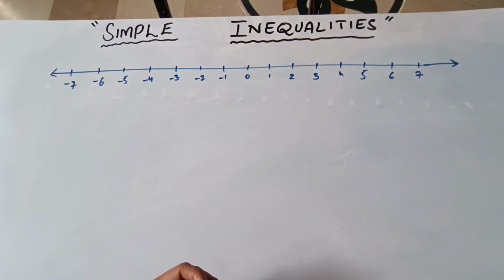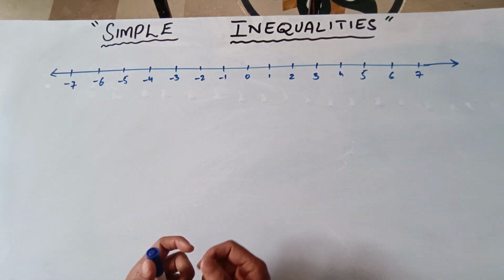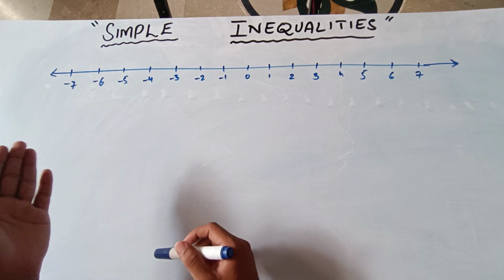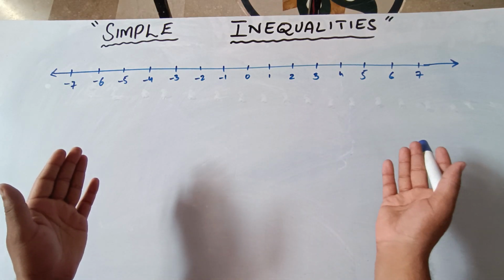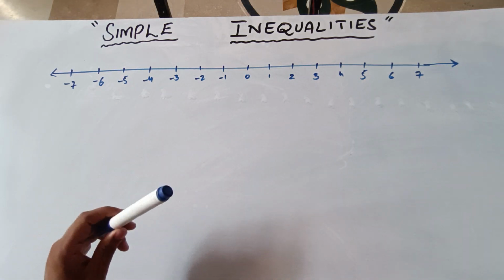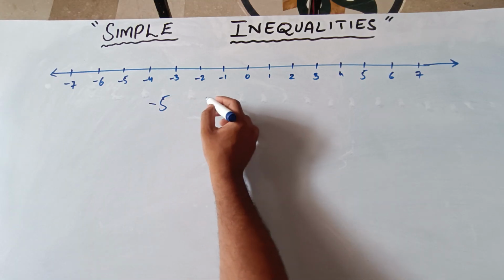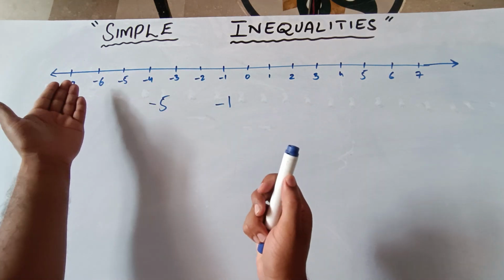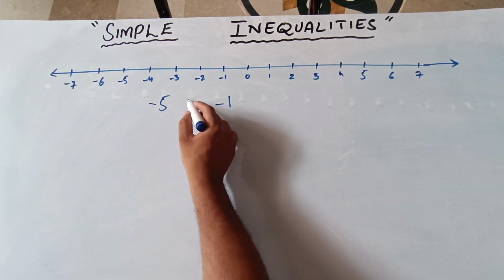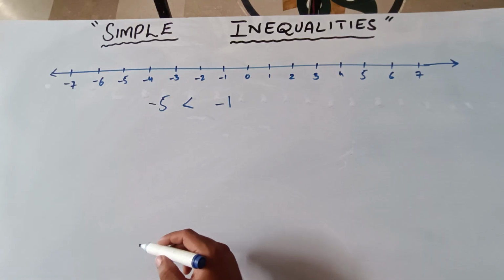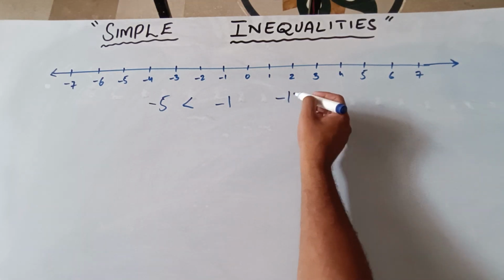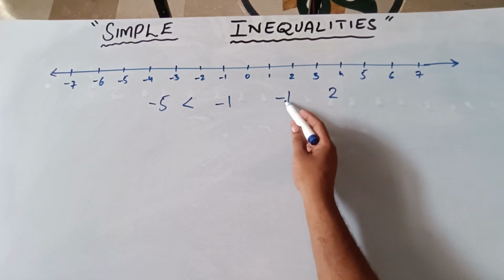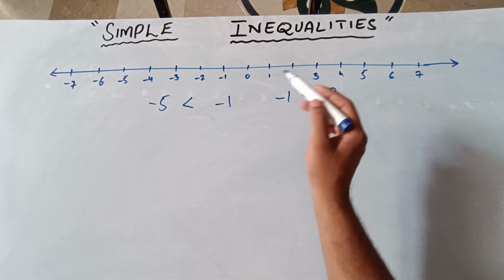As you know, there is a number line in front of you, so let's start the discussion with the number line. The numbers on the left side of the number line are smaller, and the numbers on the right side are bigger. For example, -5 and -1. -5 is on the left side as compared to -1, which means that -5 is lesser than -1. And for -1 and 2, 2 is further to the right than -1, so it means that -1 is lesser than 2.